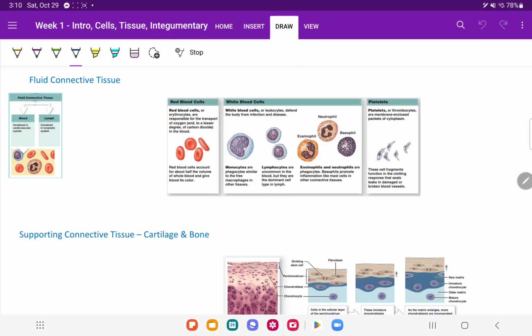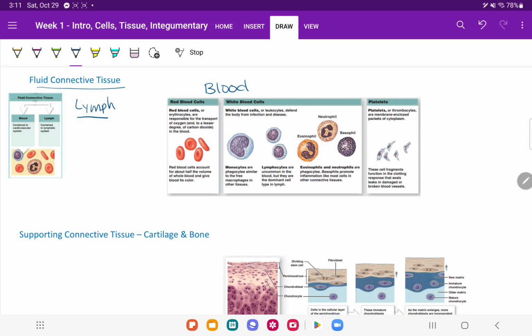So, when we're looking at fluid connective tissue, there are two types of fluid connective tissue. We're going to have blood, and we're also going to have lymph. Both of these, blood and lymph, consist of cells within a liquid matrix. So blood and lymph are our fluid connective tissues. They contain distinctive collections of cells in that fluid matrix, and that fluid matrix is called plasma.